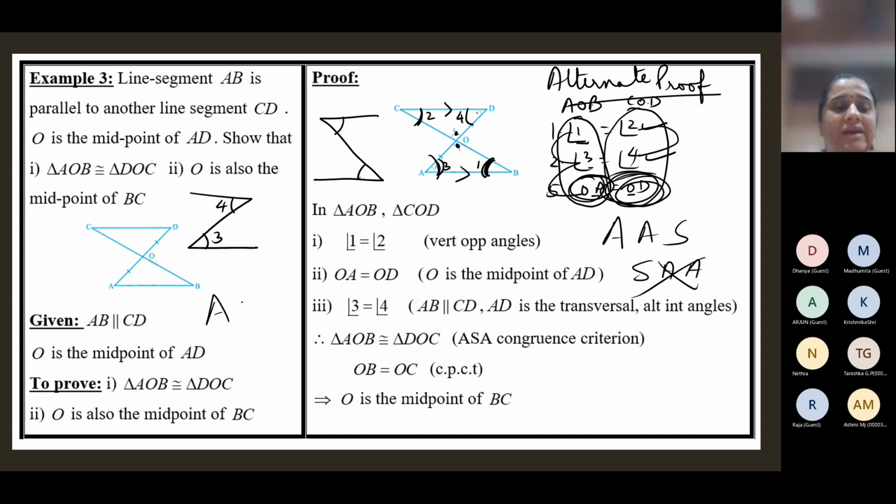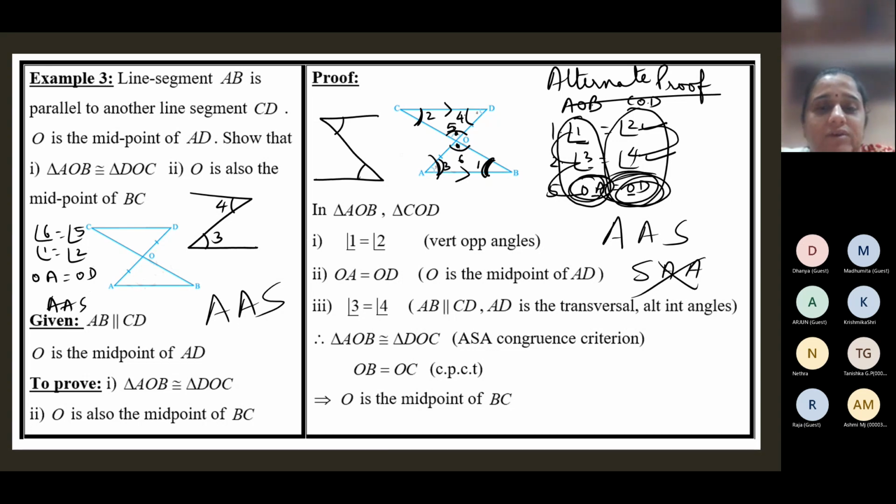This order is important: angle, angle, side. By AAS rule, the two triangles are congruent to each other is also fine. You can prove this using ASA or AAS. You can also use this vertically opposite angle. Supposing you say angle 5 is equal to 6, 3 is equal to 4. See here, angle 6 is equal to angle 5, then angle 1 is equal to angle 2, and then OA is equal to OD. This also is AAS.